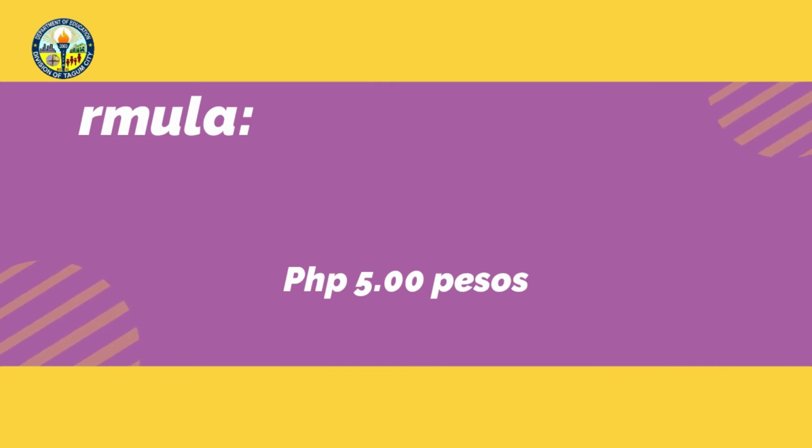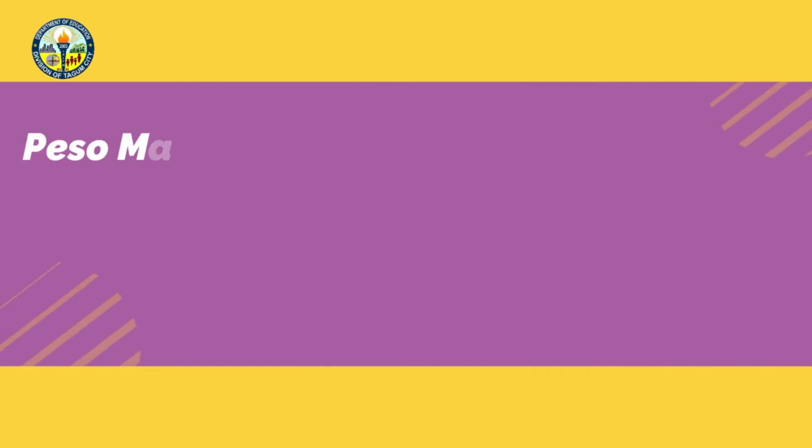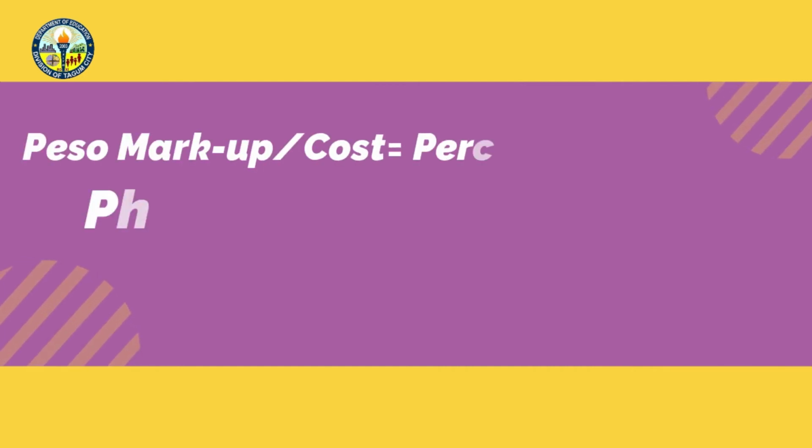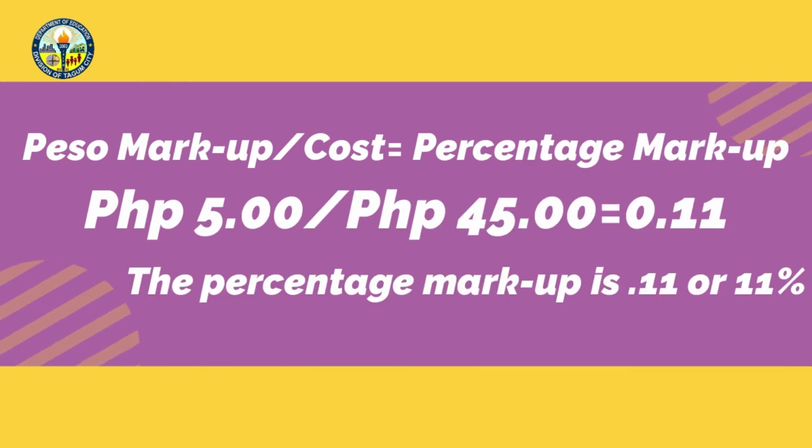Next, let's calculate the percentage markup based on cost. Divide the markup, which is 5 pesos, by the cost or buying price, which is 45 pesos. The percentage markup is 11 or 11%.